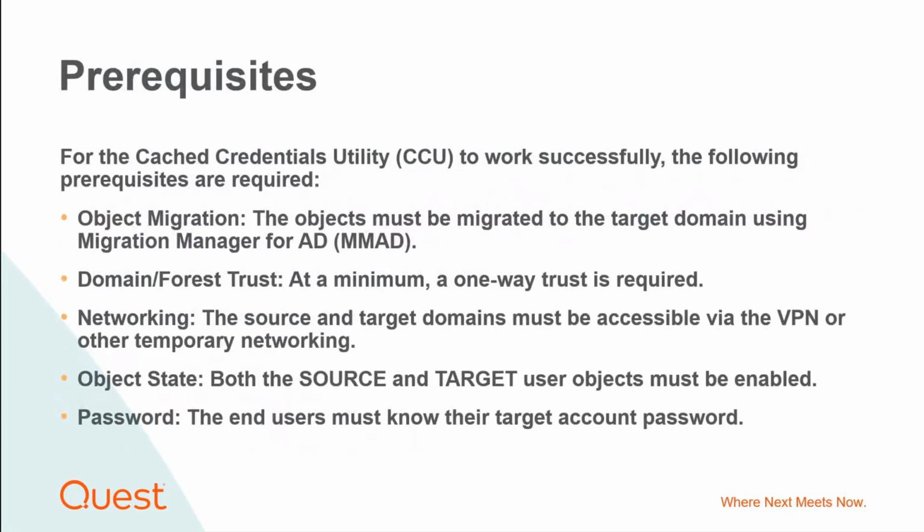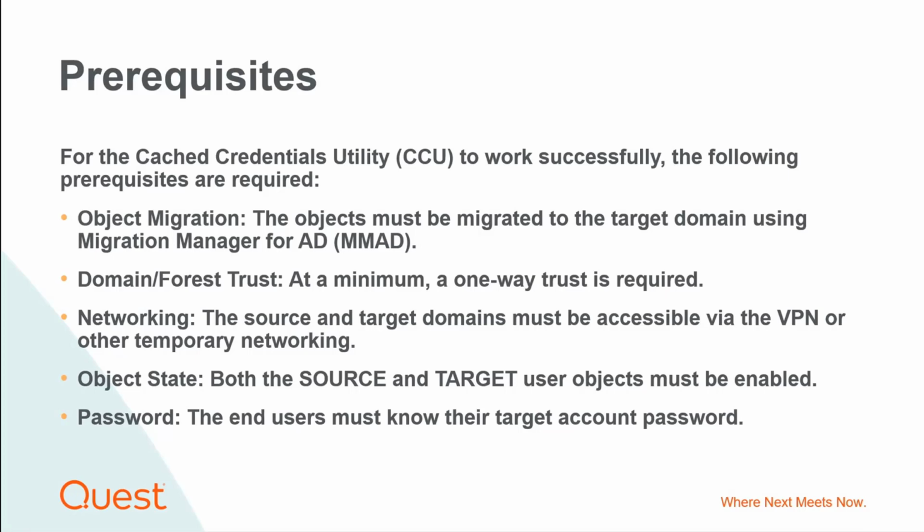Some of the prerequisites that are required for the cache credential utility to work: the objects must have been migrated by Migration Manager for Active Directory. This will place an entry in the vmover ini file for both the users and groups that have been migrated, and this is required as part of the deployment. There must be a minimum of a one-way trust between the two domains. The target domain controller must be accessible via the VPN solution. So when the user logs in and connects to the VPN, they should be able to reach the source domain controller and the target domain controller at the same time.